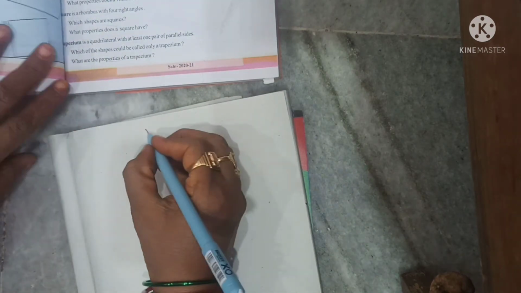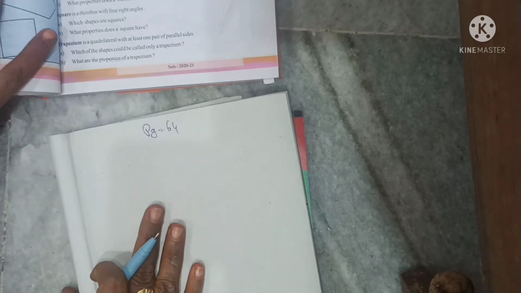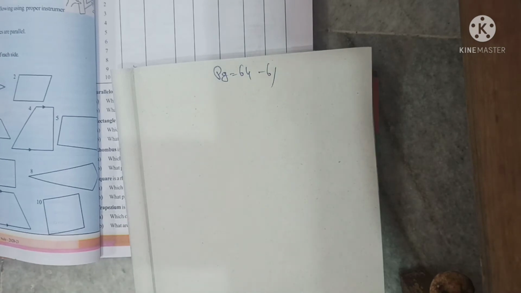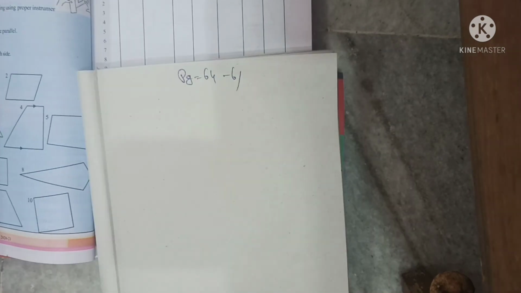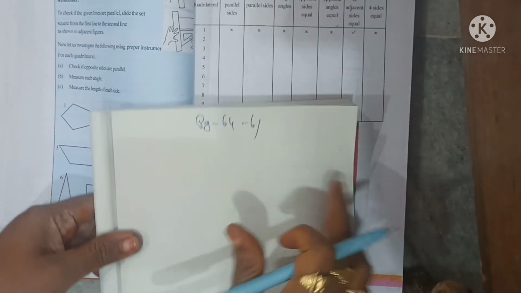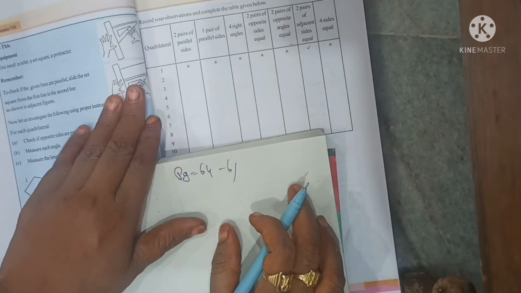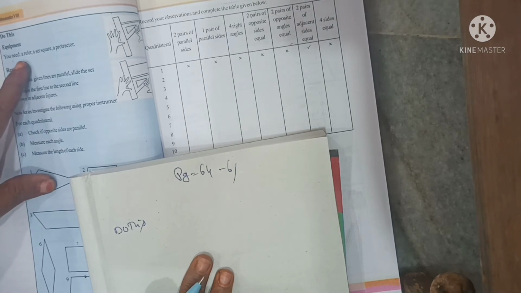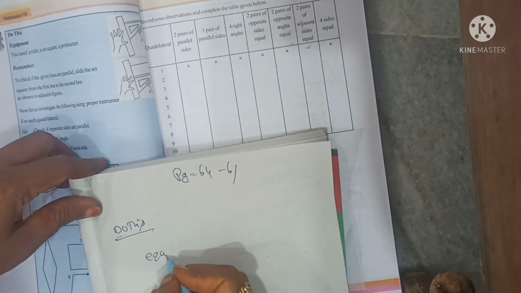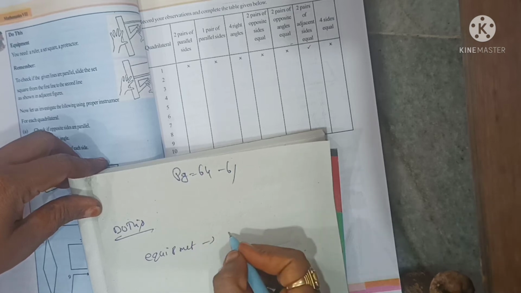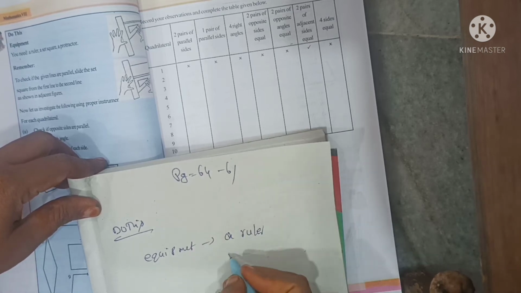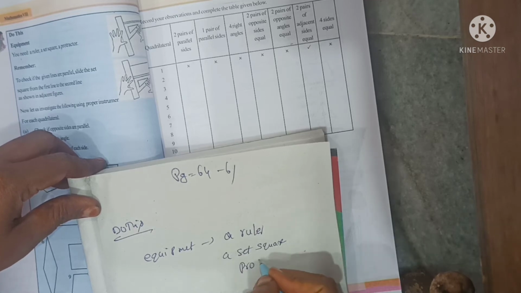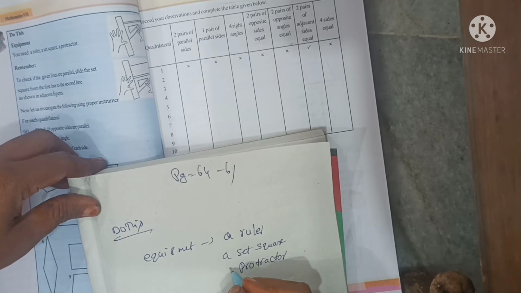Next, do this in the new book, page number 64. Old book is 61. See here, do this. Equipment needed: a ruler, a set square and a protractor.